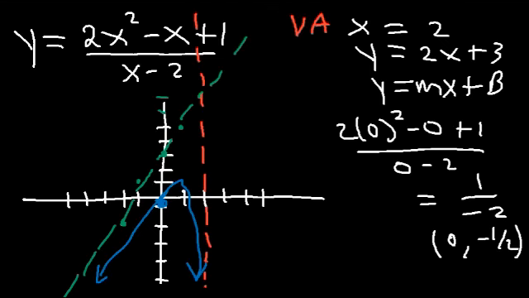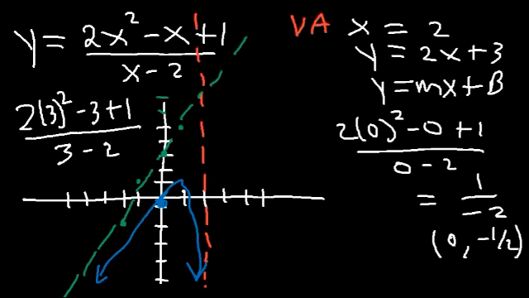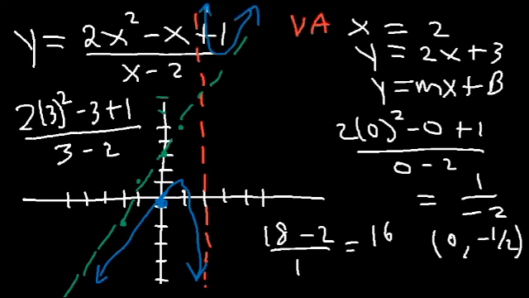Now for the right side, let's plug in 3 into the equation. So 2 times 3 squared minus 3 plus 1 over 3 minus 2. 3 squared is 9, and 2 times 9 is 18. Negative 3 plus 1 is negative 2. 3 minus 2 is 1. So it's 16. So we have the point (3, 16), which is probably way up here somewhere, which tells us that the graph is going to be in this section. It won't be in this section. So that's the rough sketch of our graph.